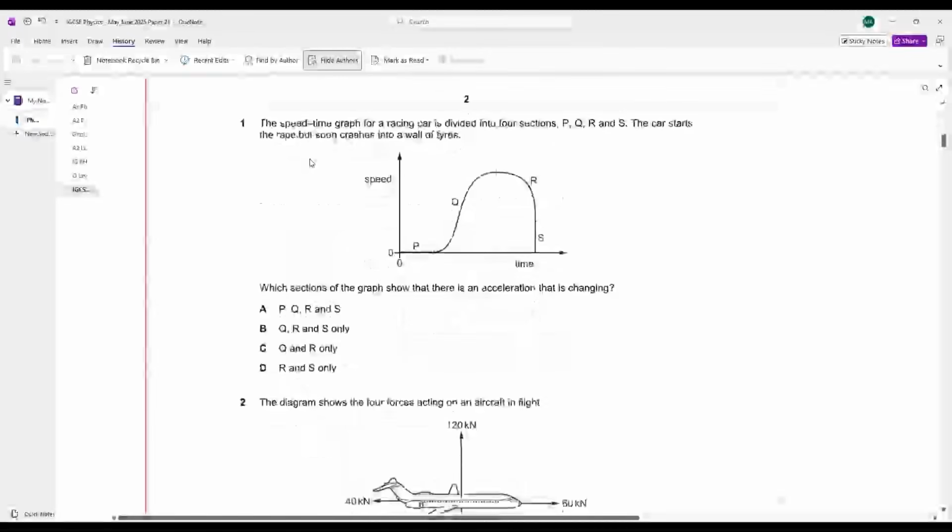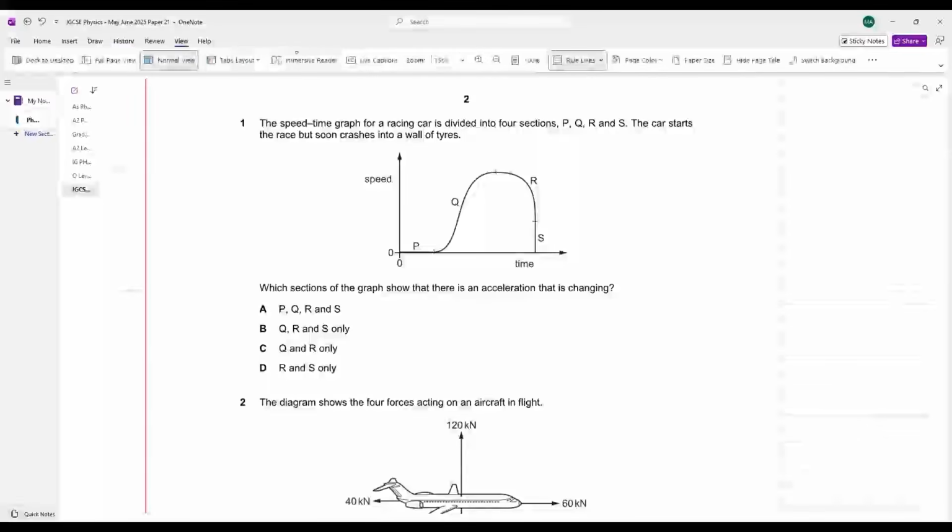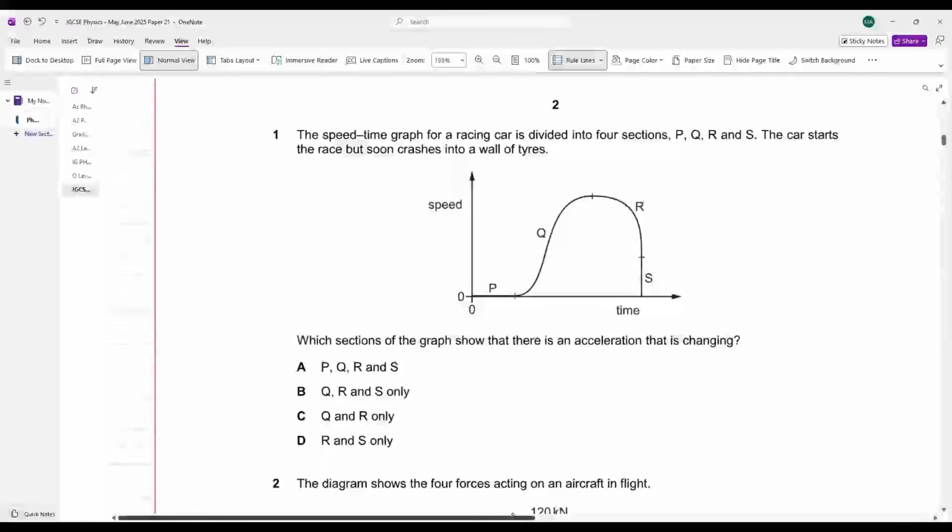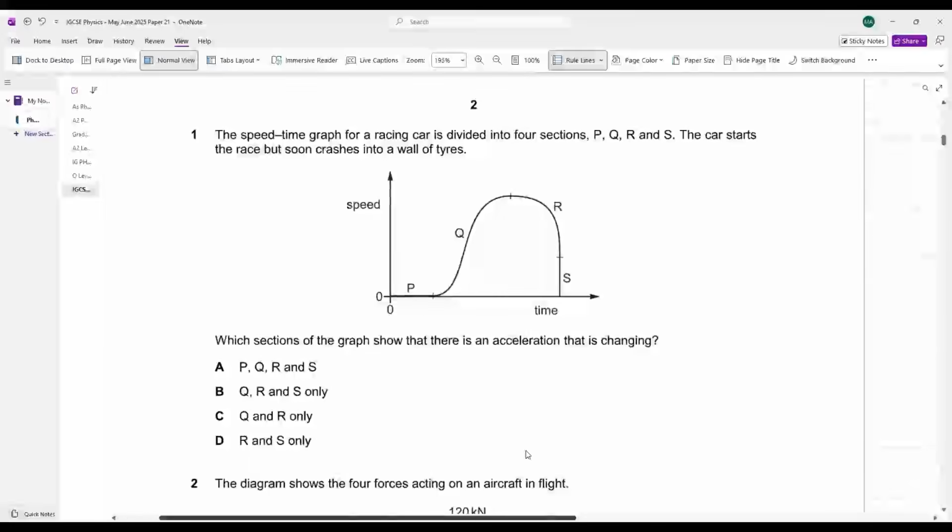Let's start with that. The speed time graph. Okay, so let's zoom in a bit. I guess this is enough. Perfect. The speed time graph for a racing car is divided into four sections P, Q, R, and S. The car starts the race but soon crashes into a wall of tires.